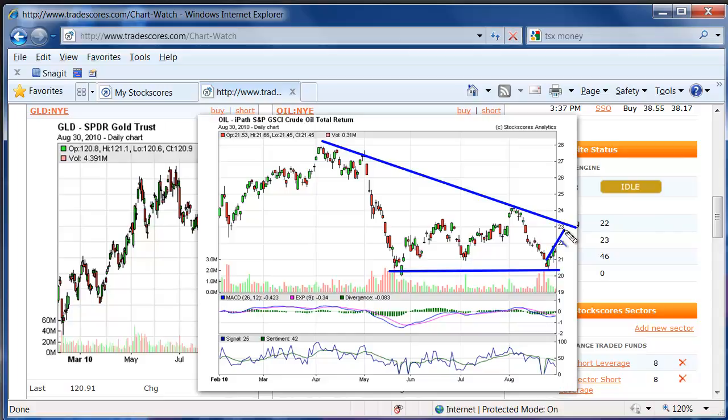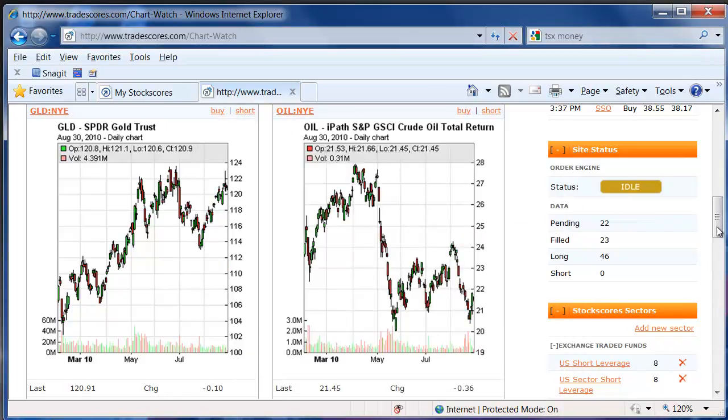Maybe we rally up into here, but ultimately I think we're going to test those lows again. So I would look at a little rally here as something temporary, probably not going to be sustained unless we can break that cycle of falling tops on the chart for oil.